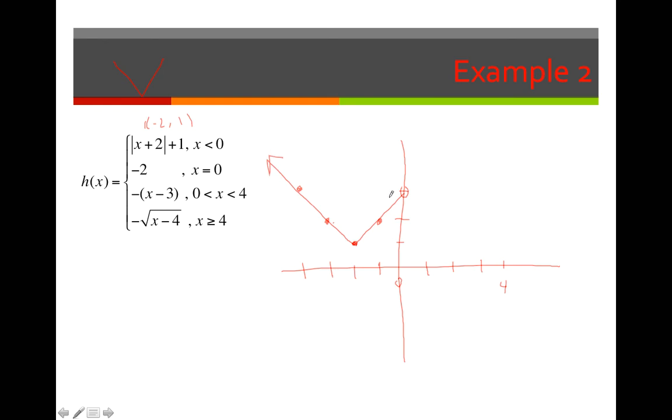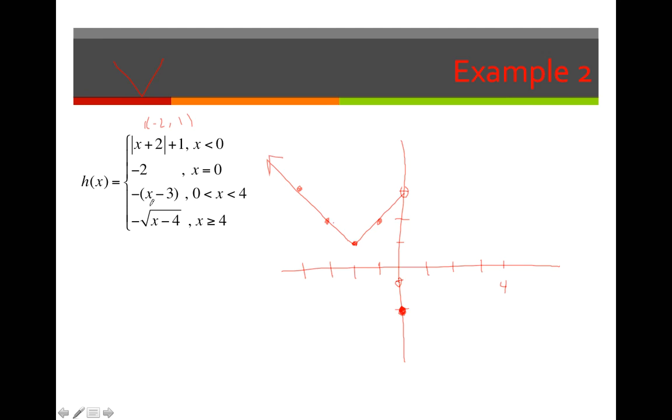starting at negative infinity and ending at 0. But then it tells me when x is 0, y is negative 2. Okay, so when x is 0, y is negative 2. So that's just the coordinate (0, -2). So I get a closed dot right there.